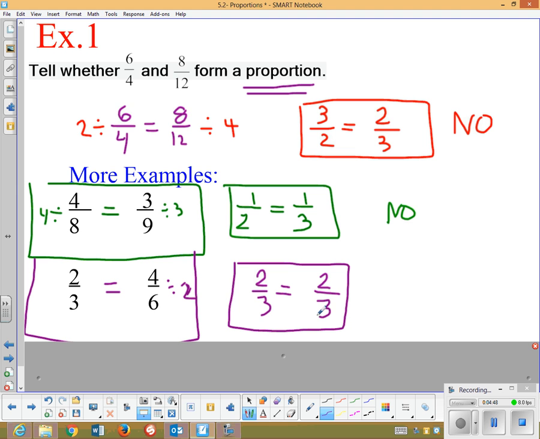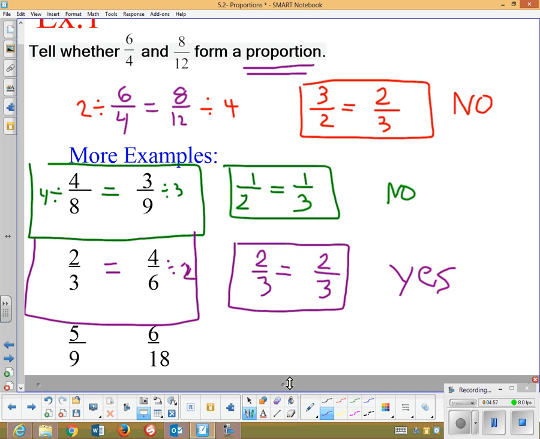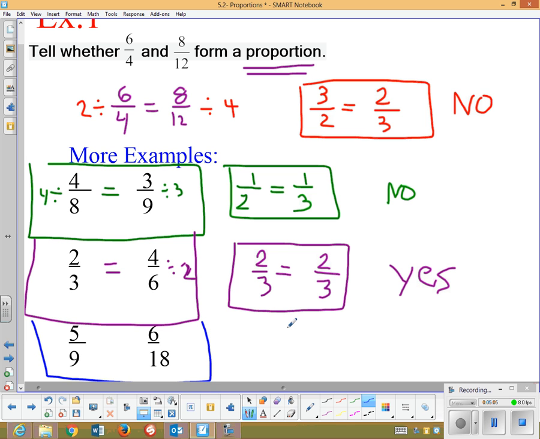Our last one I have here is going to be 5/9 and 6/18. So for this one, I'm going to look to see if I can reduce the first one. And it looks like I can't, so I'm going to go ahead and leave it alone. And don't forget, we have to have the equal sign in between them to make it a proportion. If you don't have the equal sign, it's not a proportion. 6 over 18, I can reduce it by 6. So 6 divided by 6 is 1. 18 divided by 6 is 3.